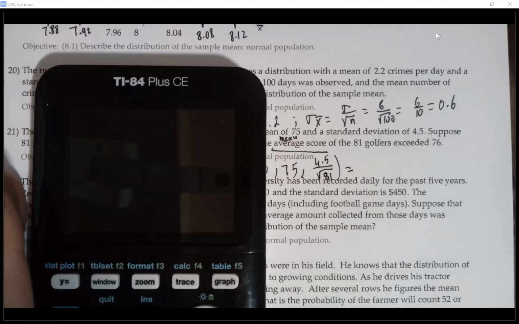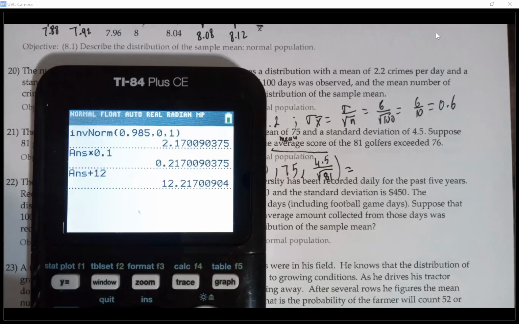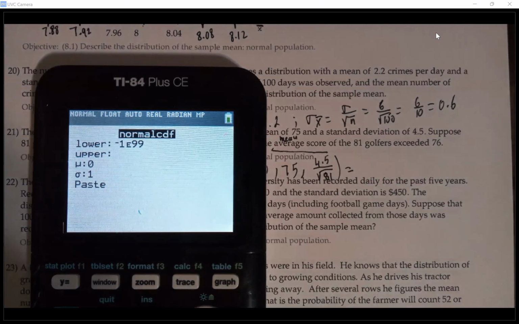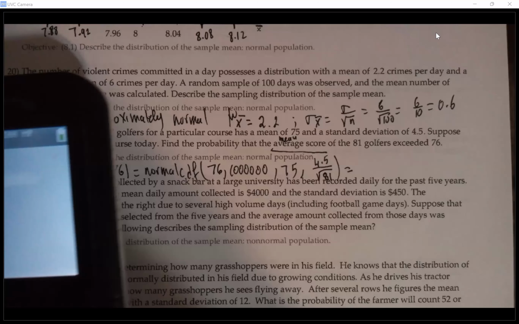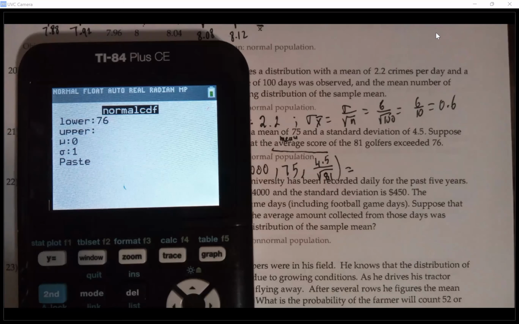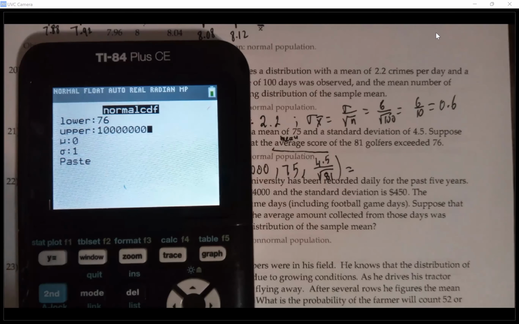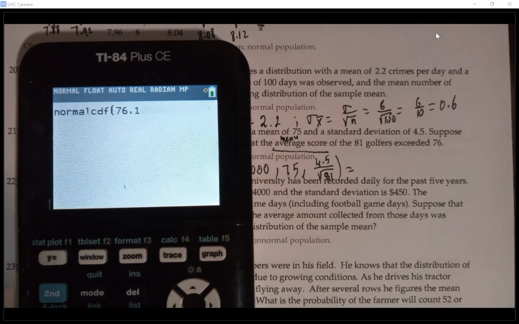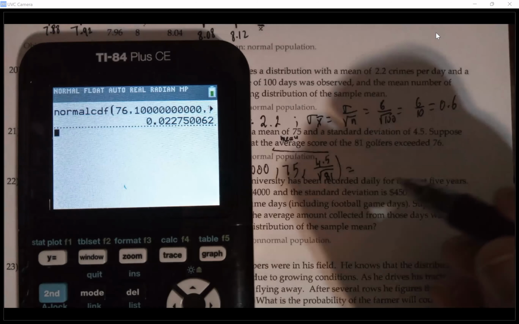Let me show you. Turn the calculator on. Second, distribute, normal CDF. So it's more than 76. So you put 76 as the lower bound. A million, put as many zeros as you want, it doesn't matter. Put 75 here, and here for sigma put 4.5 over square root of 81. Close parentheses. 0.0228.